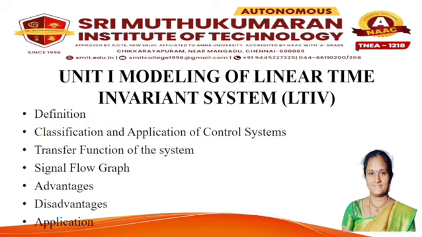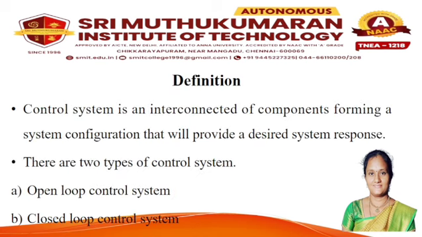Now I am going to see the topics: definition of control system, classification and applications, transfer function of the system, signal flow graph, and application of SFG. Now, definition of control system. A control system is an interconnection of components arranged to achieve a desired output or response. The main purpose of a control system is to control, regulate, or manage the behavior of dynamic systems. It is classified into two types: open loop control system and closed loop control system.